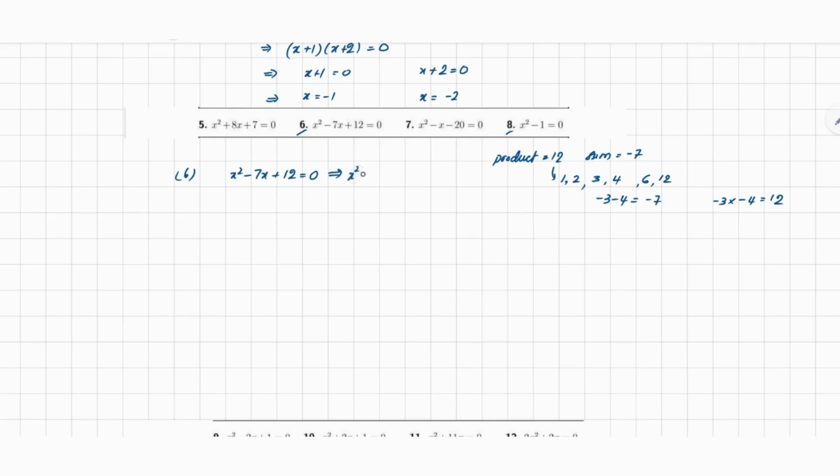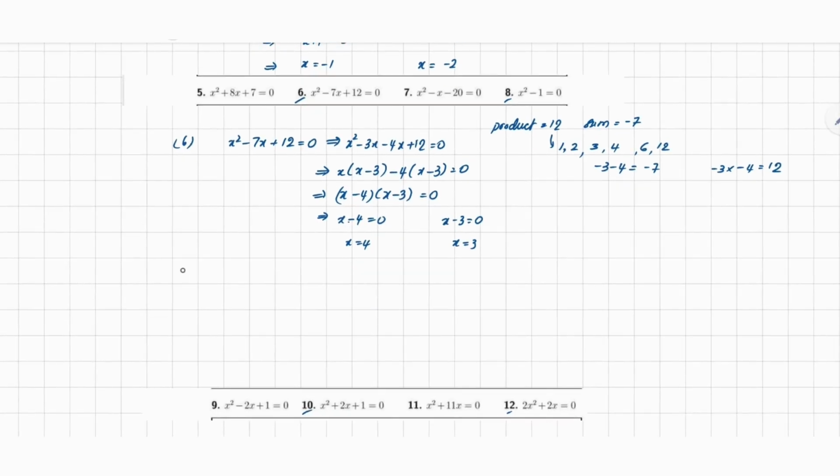So we can split the middle term as so. We have x times x minus 3 minus 4 times x minus 3 equals 0. So that's x minus 4 times x minus 3 equals 0. We can equate each of the factors to 0 to get the roots. So that's x minus 4 equals 0 and x minus 3 equals 0. We can add 4 to both sides and we get x equals 4. We can add 3 to both sides and we get x equals 3, which is the answer.